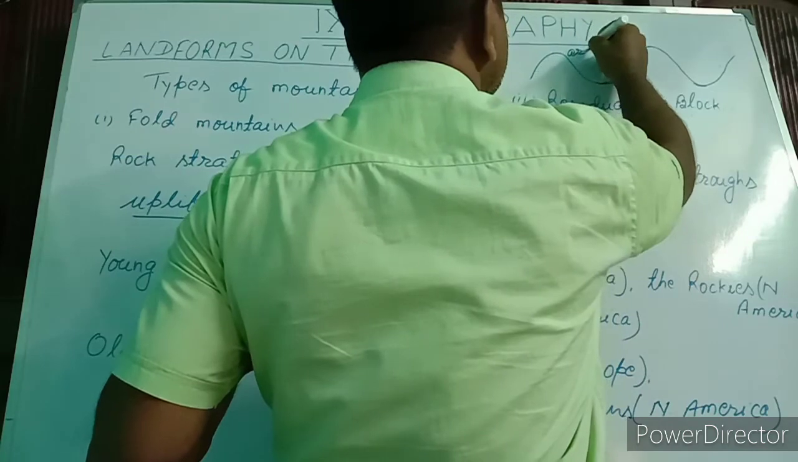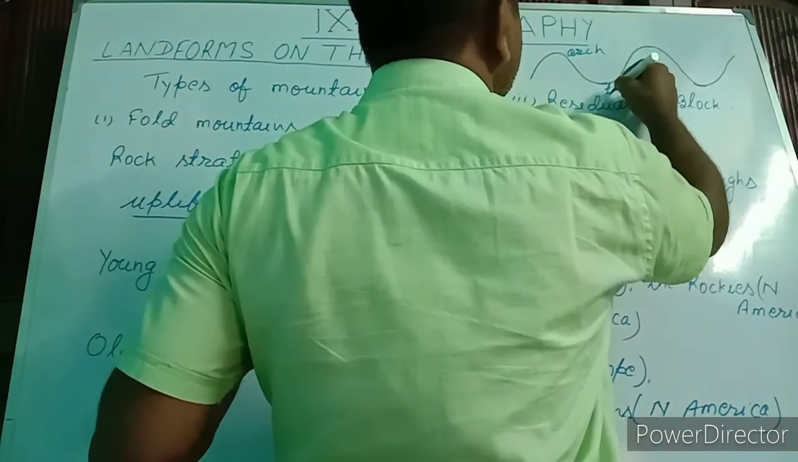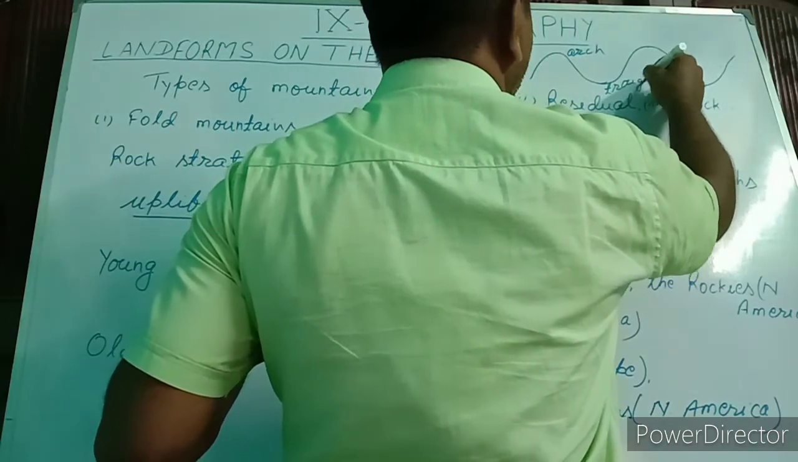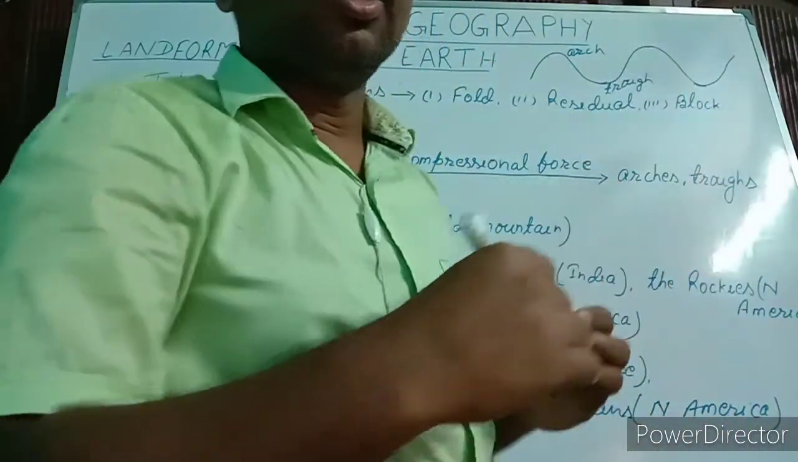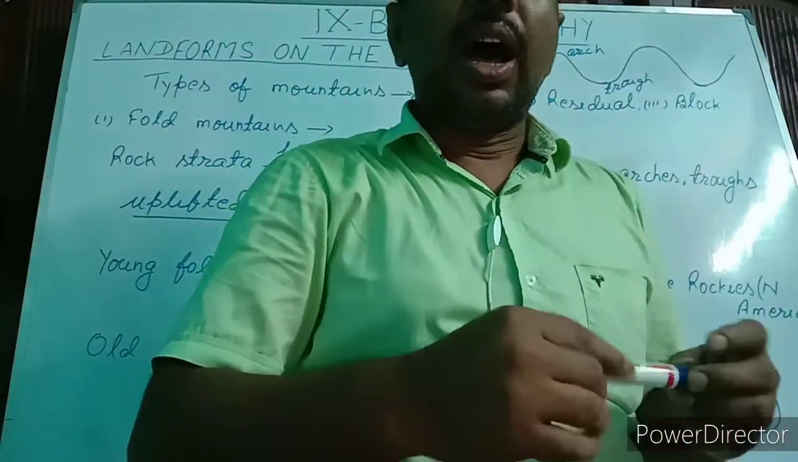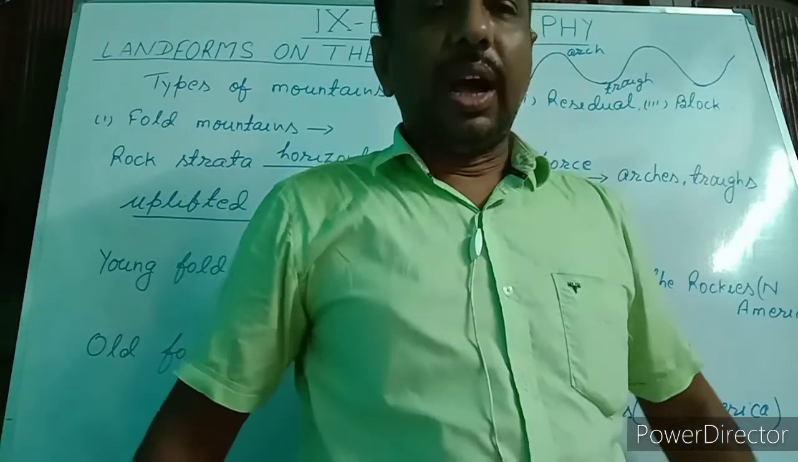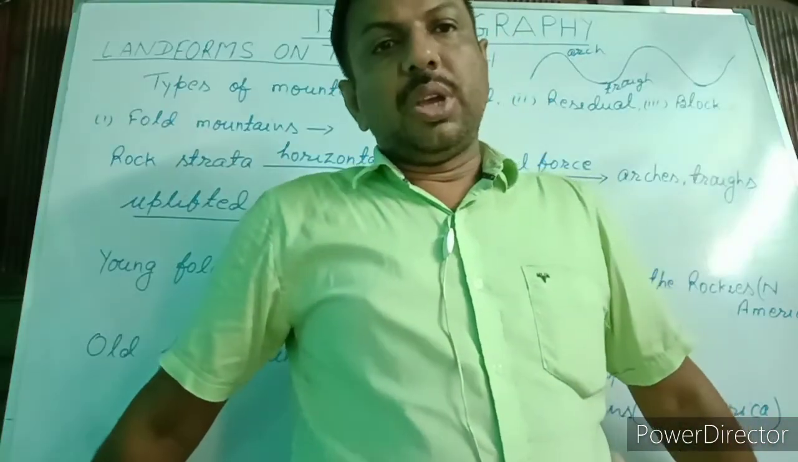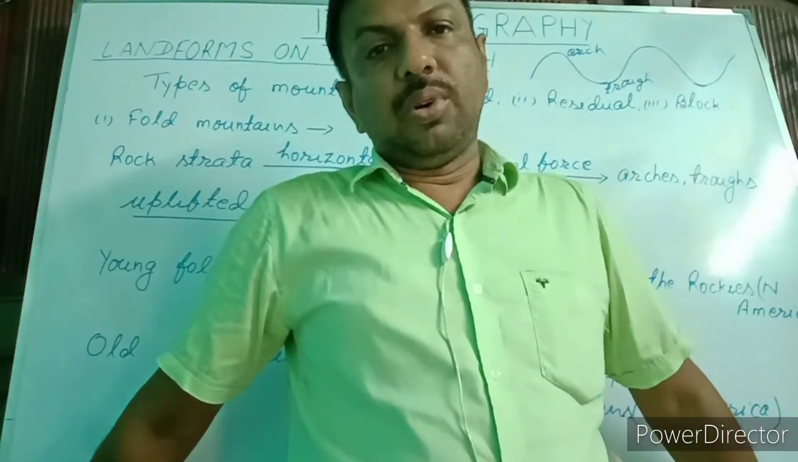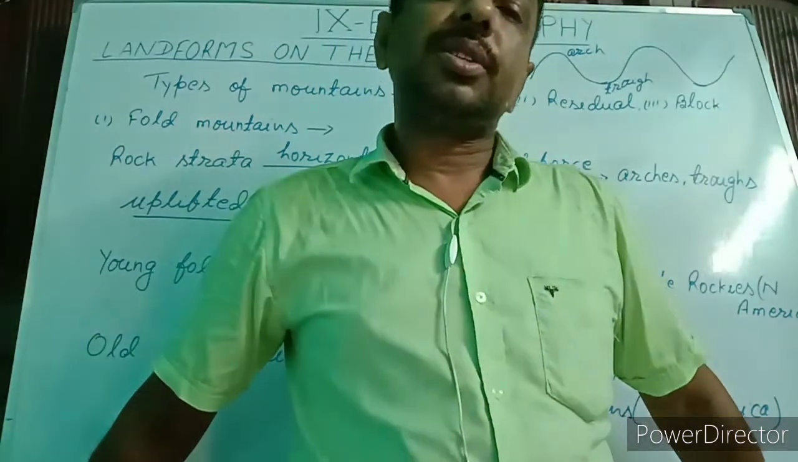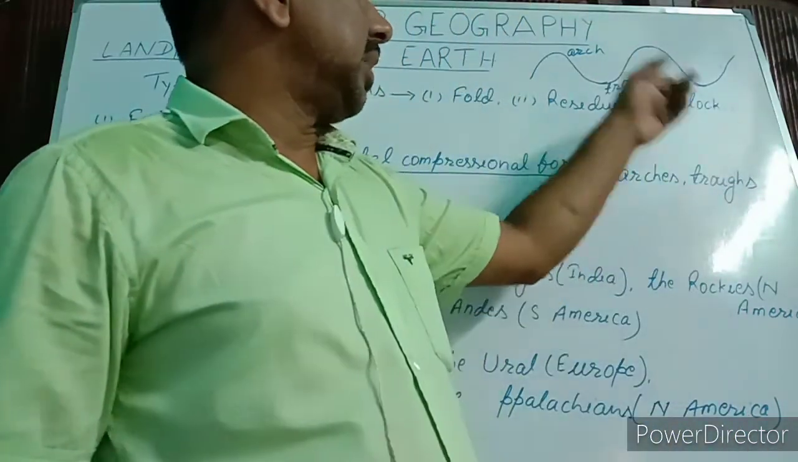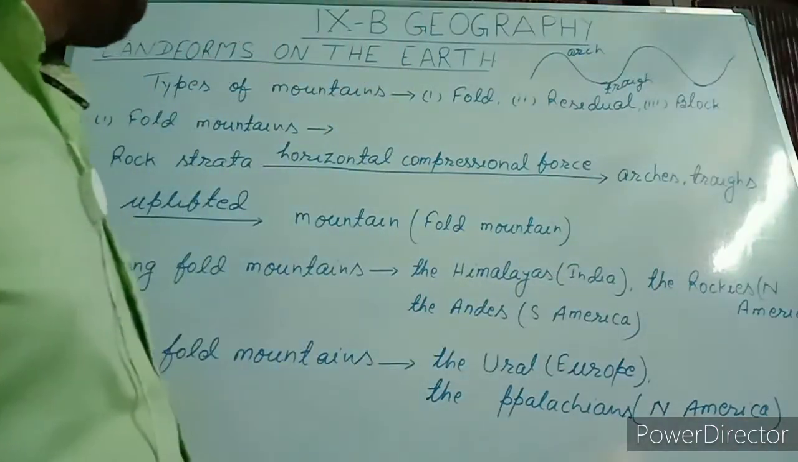Arches, A-R-C-H, arc, and this is trough. Trough means lowland, and arch means highland. Arches and troughs are formed. I repeat this sentence: when horizontal compressional force is applied on the rock strata, then arches and troughs are formed.